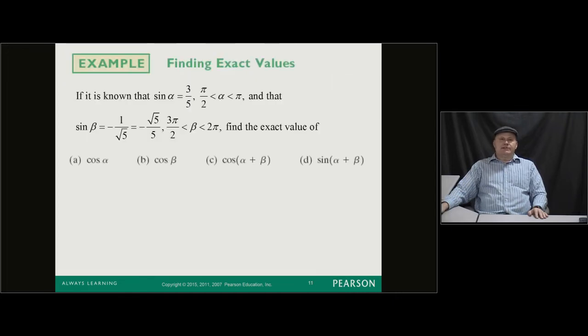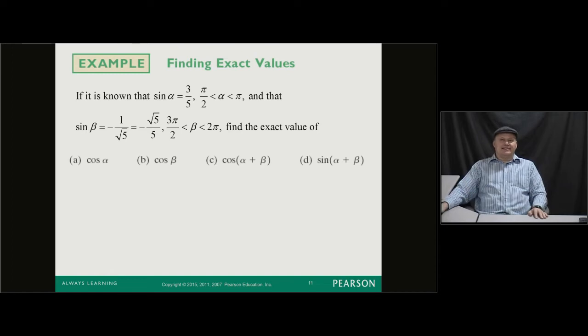All right. So another example here. We're going to find the exact values. If it is known that sine of alpha is 3/5, and alpha is between pi over 2 to pi, that's a fancy way of saying alpha is in the second quadrant. And that the sine of beta is negative 1 over square root of 5, which is the same thing as negative square root of 5 over 5, and beta is between 3 pi over 2 to 2 pi, which is a fancy way of saying beta is in the fourth quadrant.